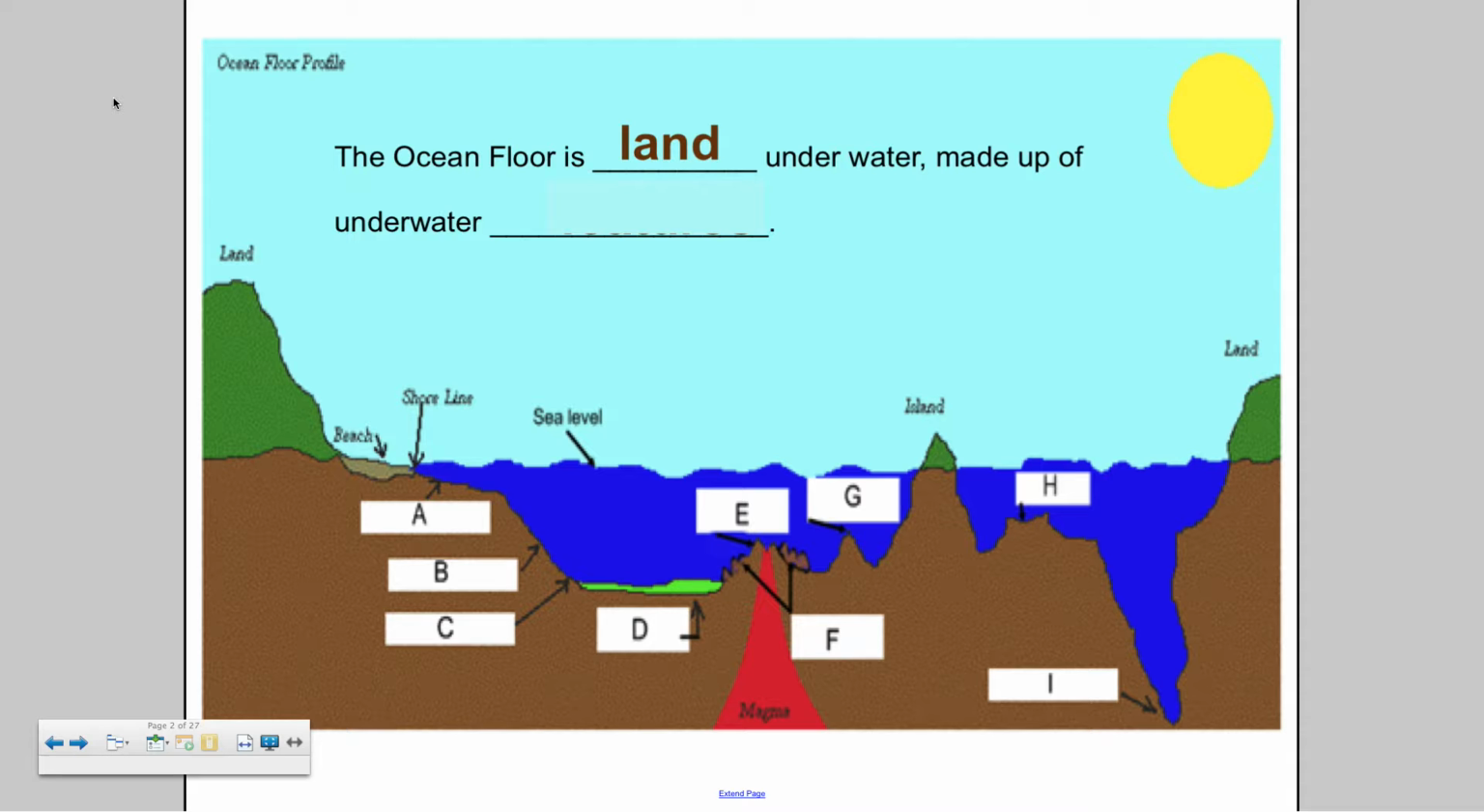That land doesn't disappear underwater. It's still there. It just is underwater now. So it's underwater land. And your picture may be a little bit dark, so you may have to outline that or label this portion here.